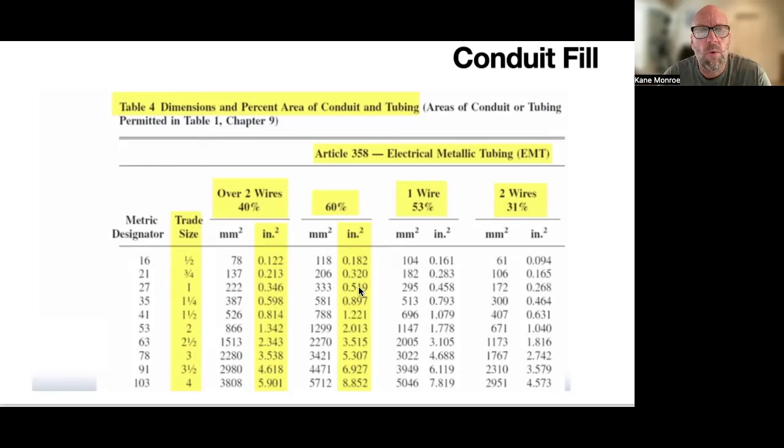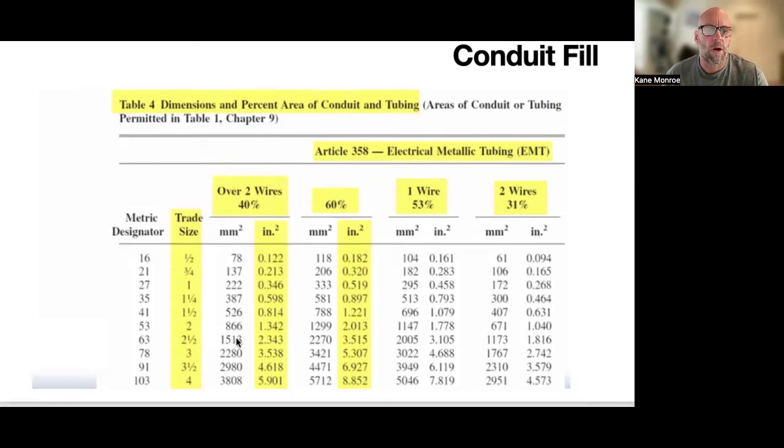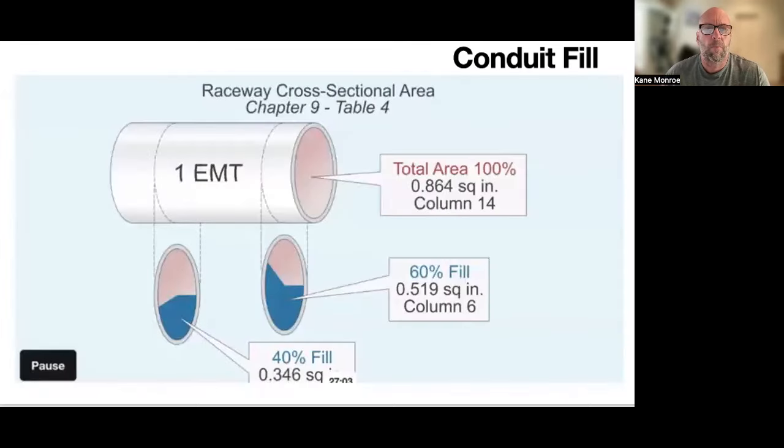chapter 9, table 1, note 4 will give you, if your conduit is less than 24 inches, so it's a nipple, you can fill it up to 60%. So this is where we'll be using the 60% rule on conduit that's 24 inches or shorter. Usually we're over here, guys, over two wires. So this is just kind of an explanation of that. Our total area is 0.86 in that 1 inch EMT. 40% fill is 0.346 square inches. And if we go up to 60%, which is represented in the blue, it's 0.519.